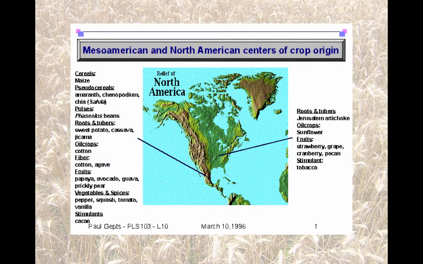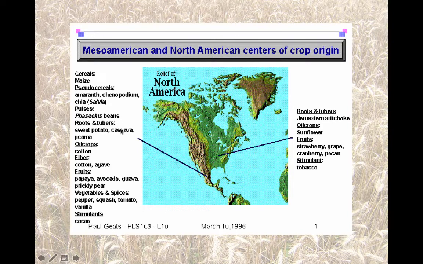And then in the New World, all sorts of neat things. So Eastern North America, Jerusalem artichoke. I think you might have seen some when you went to the botanical garden. Sunflowers, strawberries, grapes, cranberries, pecans, and tobacco came from this region. Mexico, corn, of course, is the main cereal. We have things like amaranthus, quinoa type things, chia. One of the main genus of beans, Phaseolus. We're going to see that when we do the bean family.